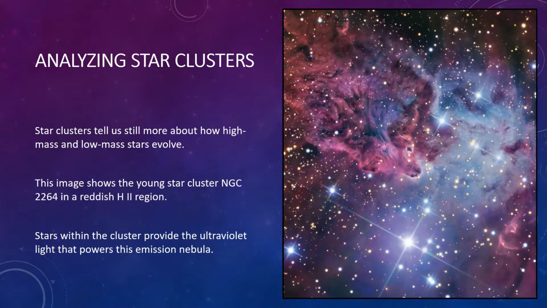Star clusters tell us more about how high-mass and low-mass stars evolve. This image here shows the young star cluster NGC 2264 and its associated emission nebula. Astronomers have measured each star's apparent brightness and color ratio. Knowing the distance to the cluster, they have deduced the luminosities and surface temperatures of these stars. So let's take a look at this.